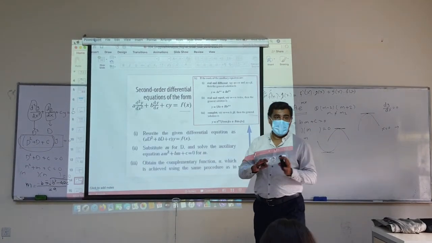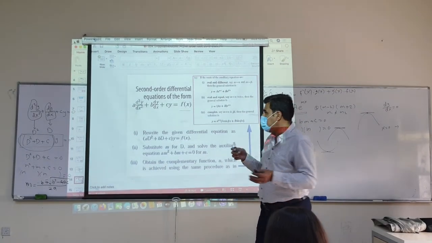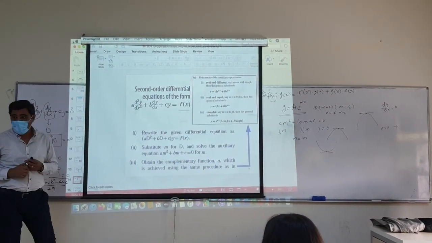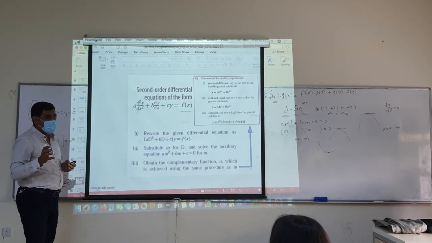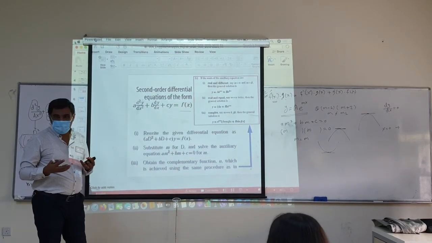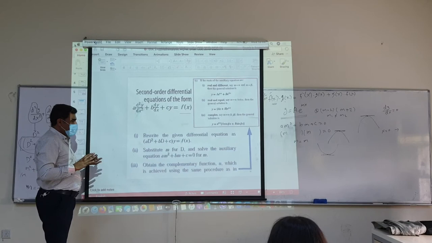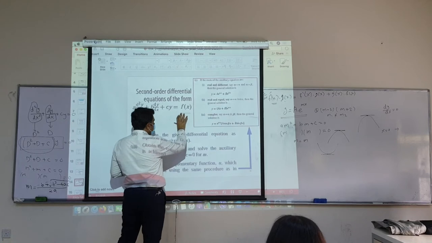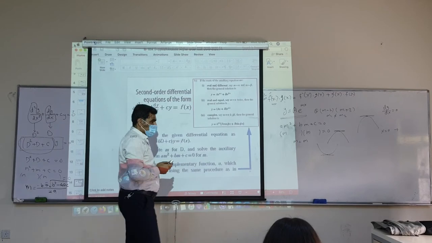Okay. Whatever we explained, it was in the case where this side is zero. Now, what will be the case if you have a function here, not zero? What will be the case if you have a function? We will do it in this way. In that case, we will consider this part separately and consider this part separately.